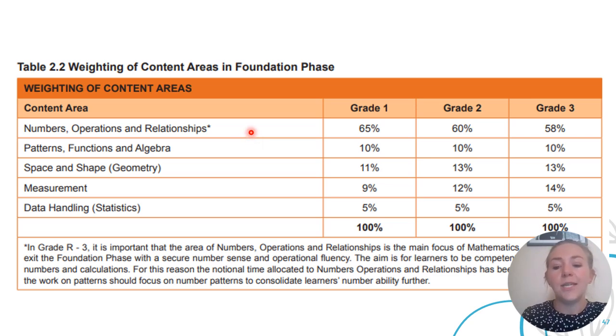And I want you to take just a minute to think about why. Why is the weighting so that the rest of the content areas is way less than number, operations, and relationships? Why do you think that is the case? And do you think we can justify the weighting of these content areas?